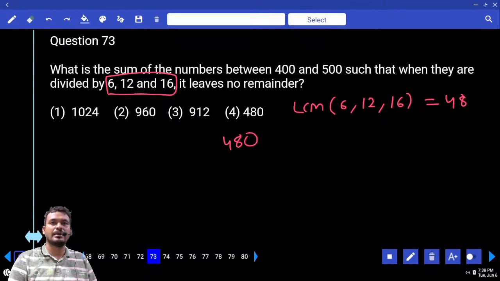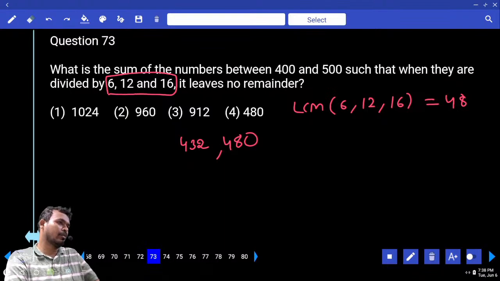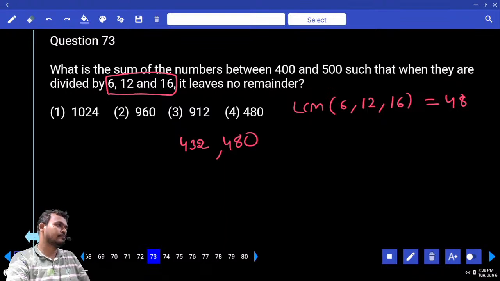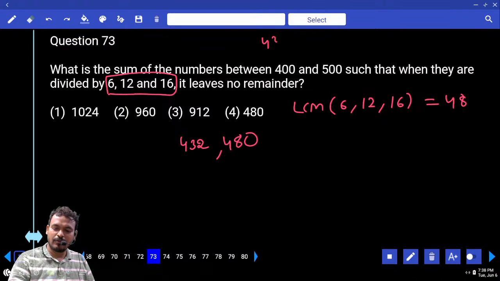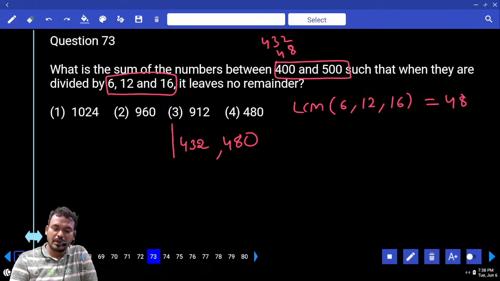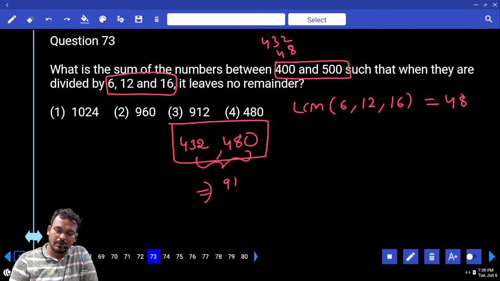480 is less than 500. Next, from 480 we subtract 48. What is the remaining? 432. Again we subtract 48. Is it less than 400 or more than 400? Less than 400. So with the condition between 400 and 500, how many numbers are possible? 2 numbers. What is the question here? Sum of the numbers. What is the answer? 912.